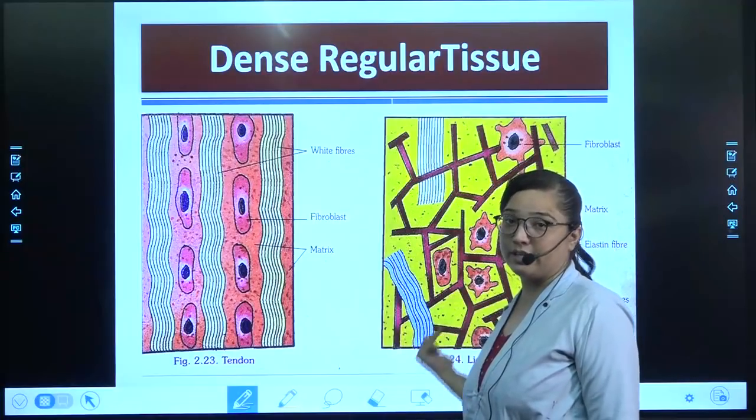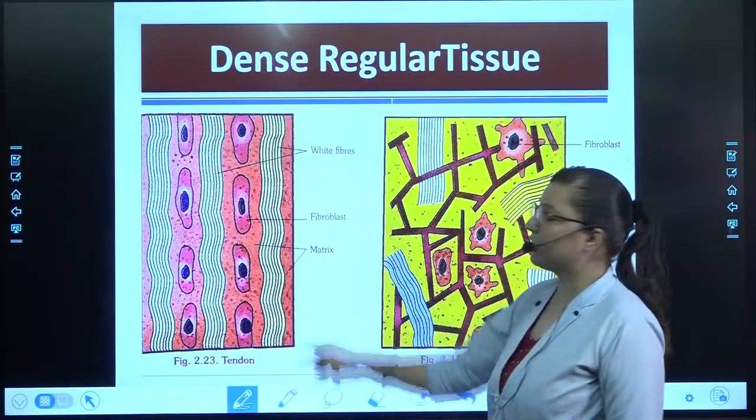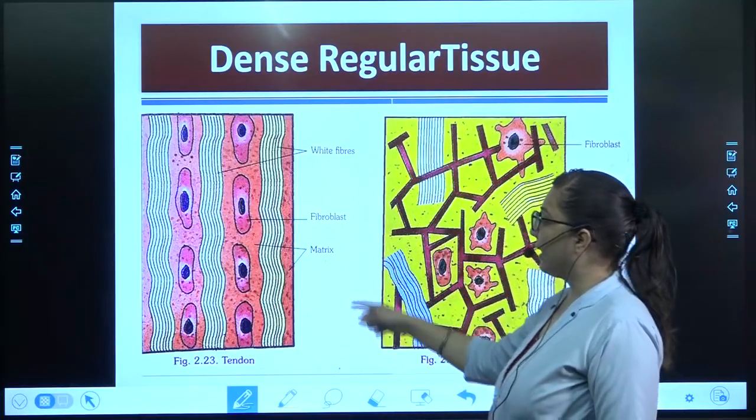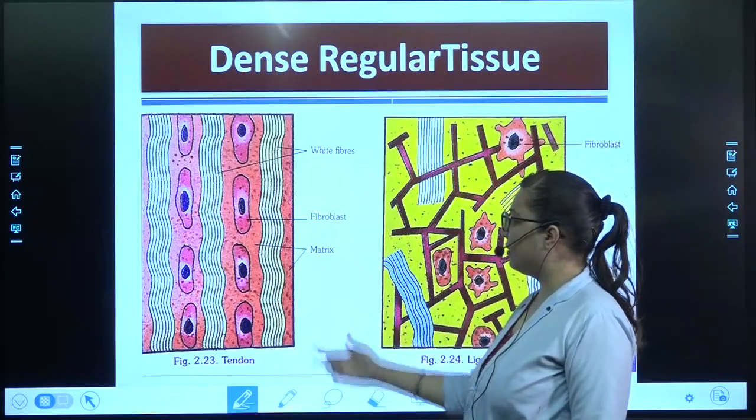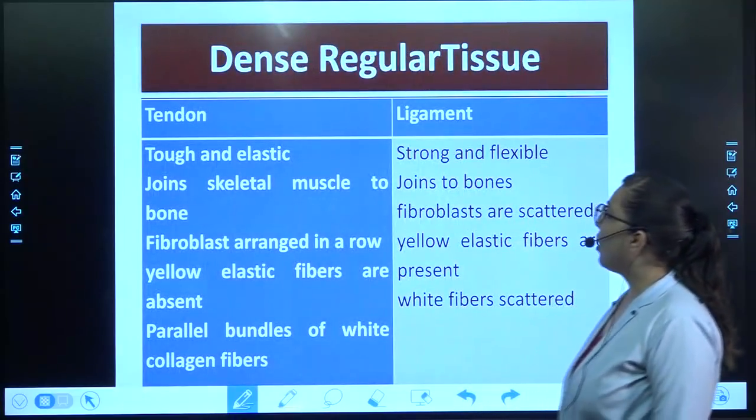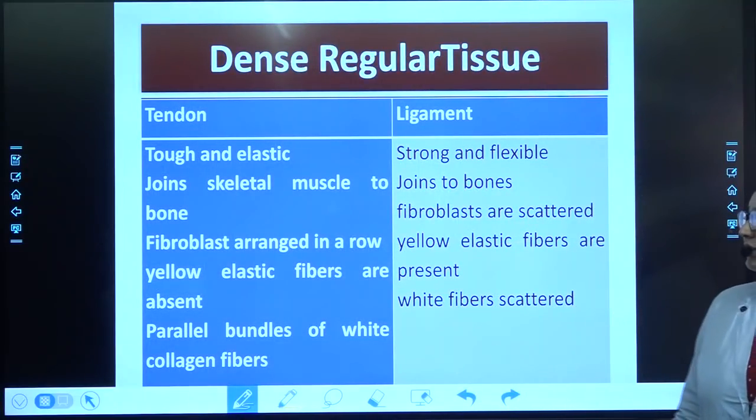Fibroblasts are arranged in a row, here they are scattered. Yellow fibers present here, here they are absent. Joining bone to muscle, joining bone to bone. Flexible, non-flexible. Alright, this is about the tendon. Read it.